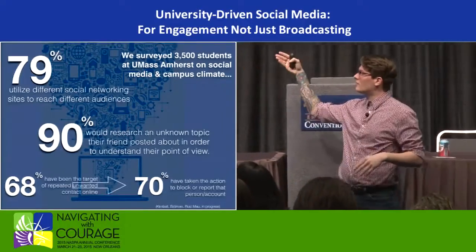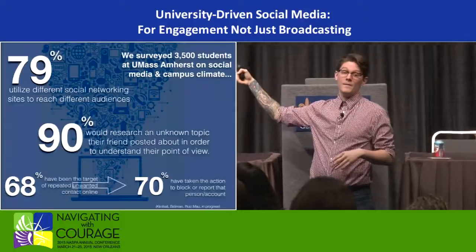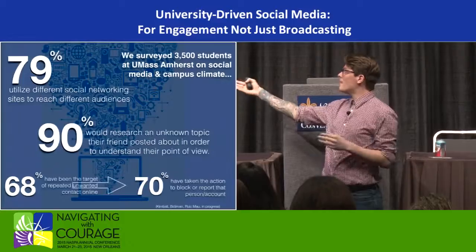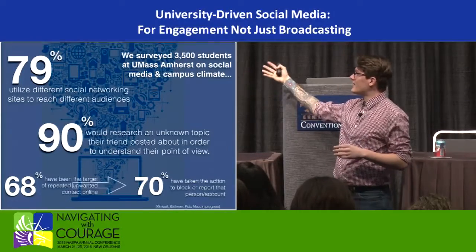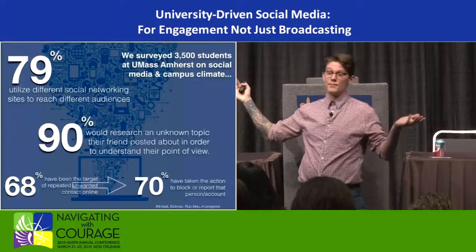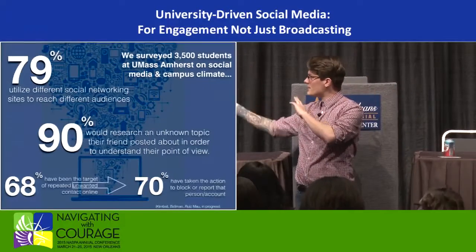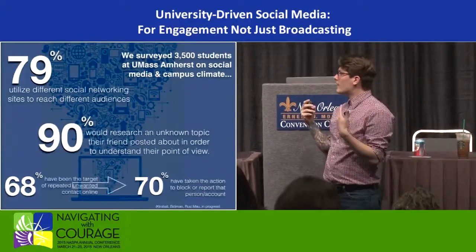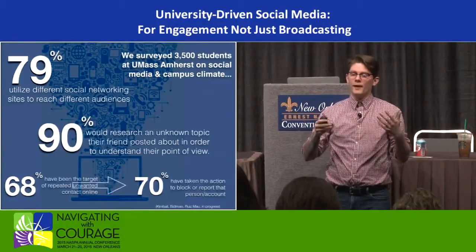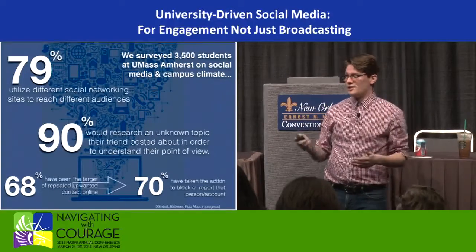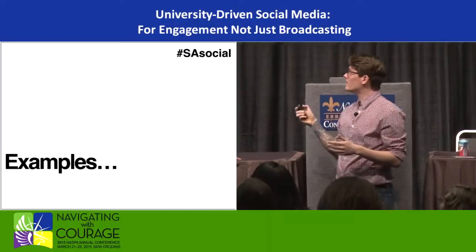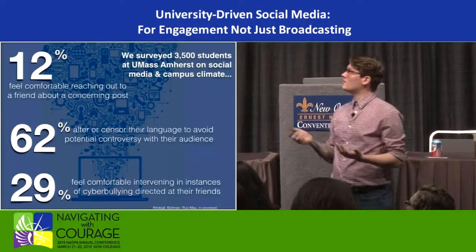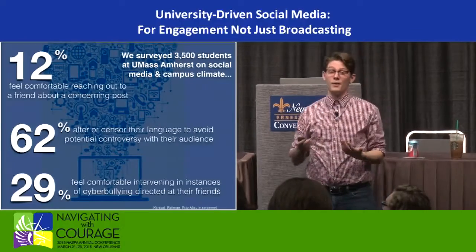68% have been the target of a repeated unwanted contact online. That was pretty alarming to me. I almost thought the number was going to be a little bit higher, but then 70% say that they have taken the action to block or report that person or account. So that's a pretty good number to see. But at the same time, this also affects the way that we approach how we interact with cyberbullying and intervention strategies. Then we also found, well, go back. There we go. Yep, there's a little delay. There we go. So 12% actually feel uncomfortable reaching out to a friend about a concerning post.